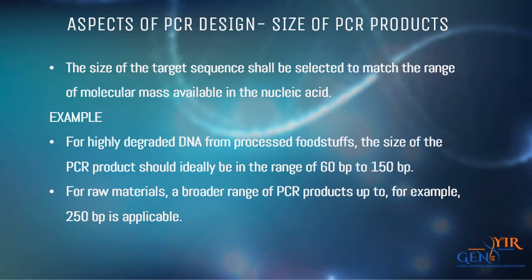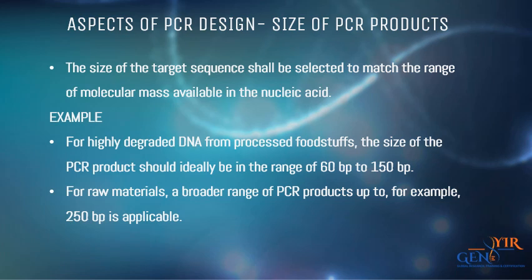Aspects of PCR design. Size of PCR products. The size of the target sequence shall be selected to match the range of molecular mass available in the nucleic acid extract being analyzed. Example, for highly degraded DNA from processed foodstuffs, the size of the PCR product should ideally be in the range of 60 base pairs to 150 base pairs.